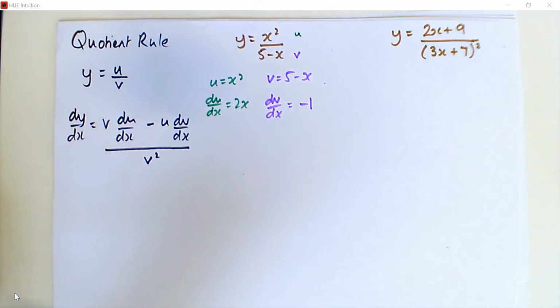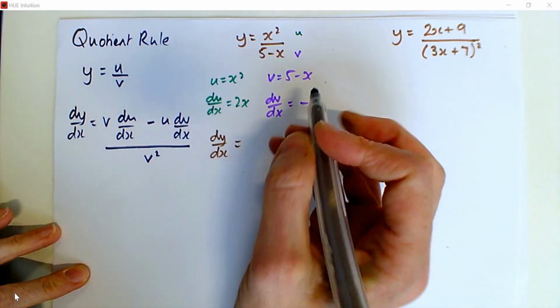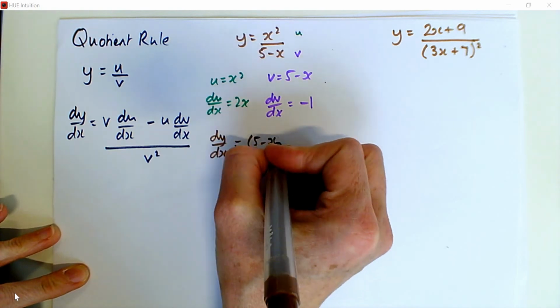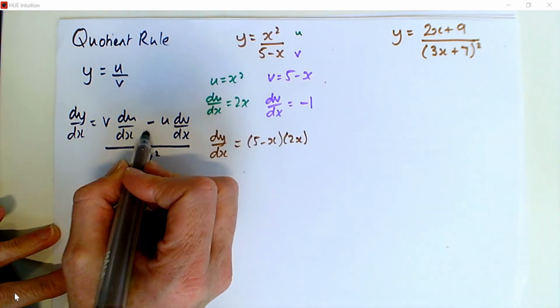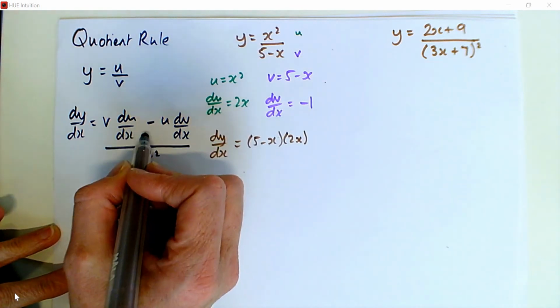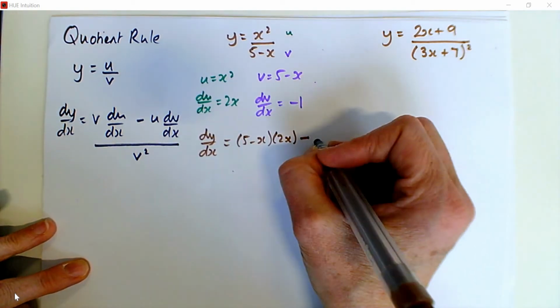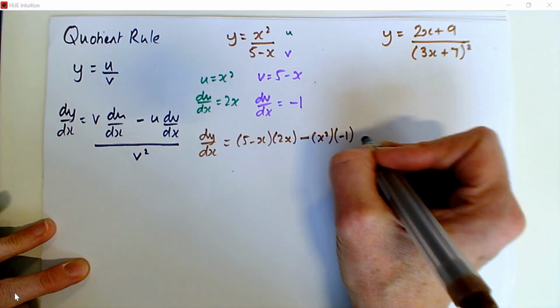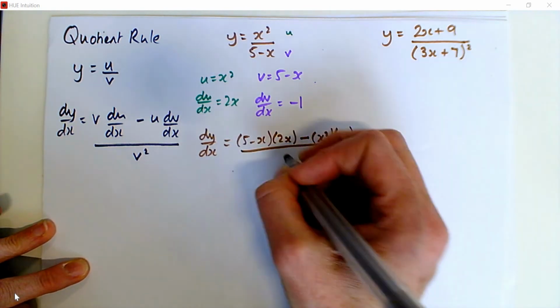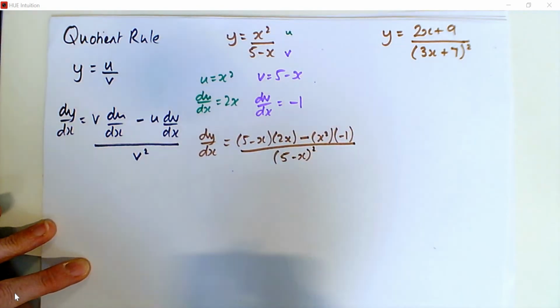Okay, so now we need to pop it into the formula. So we've got dy by dx is going to be v times du by dx. This time note it's a minus. The product rule has a plus, this has a minus. Minus u, so x squared, times dv by dx, which is minus 1, and that is over the v squared, so 5 minus x all squared.